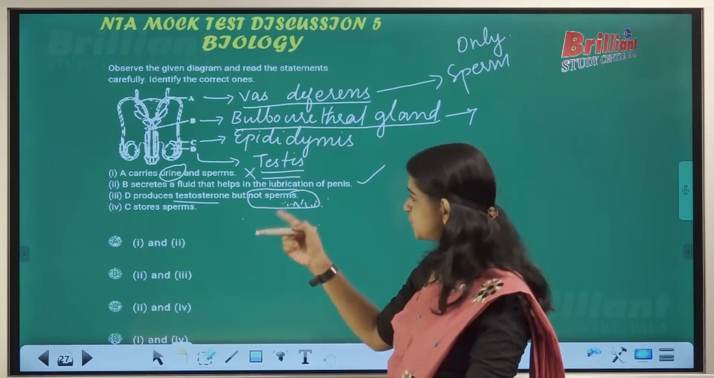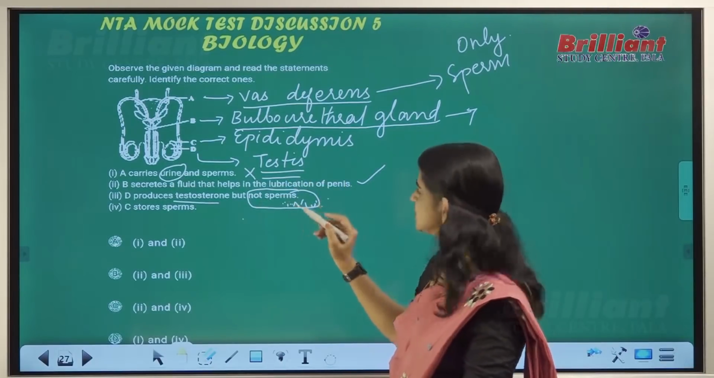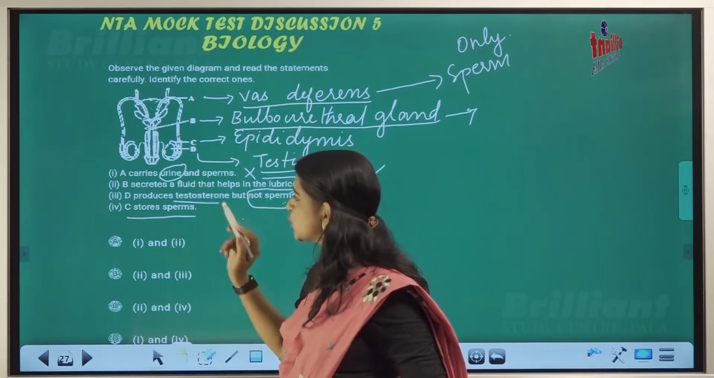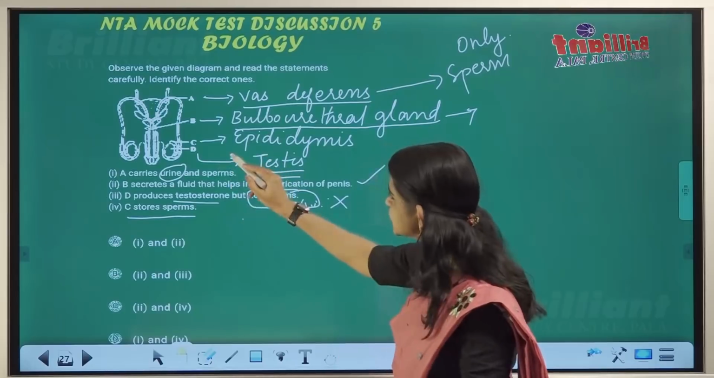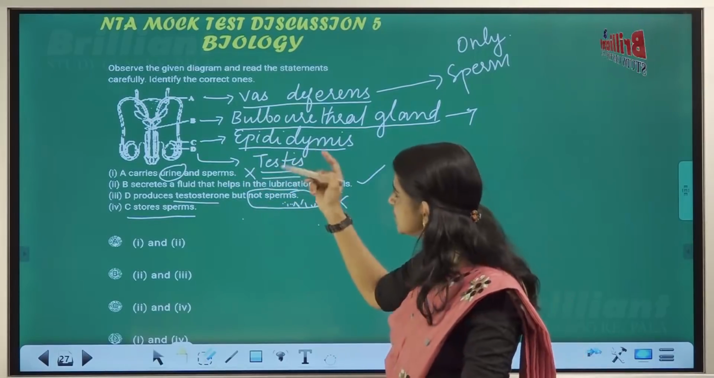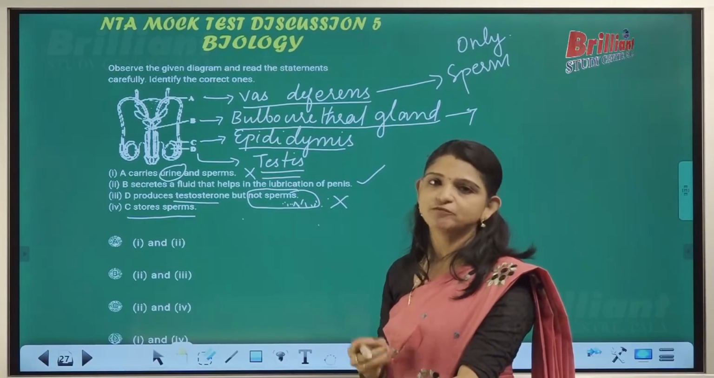That is not correct. Sperms are produced from the testis. So this is also not correct. Next one, C stores sperms. What is C? C is epididymis. That is correct. Epididymis is responsible for storing sperm for a period of time.